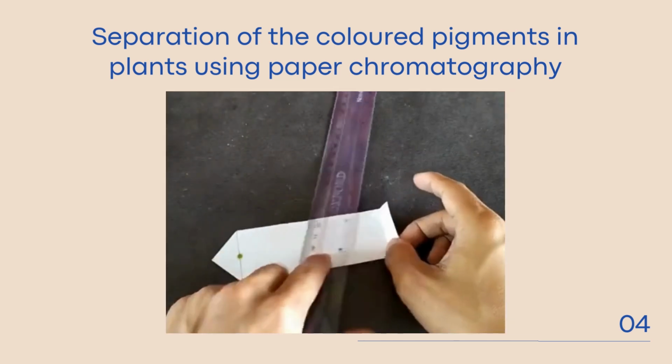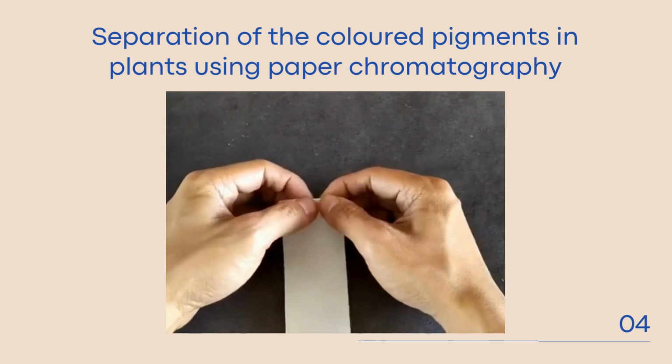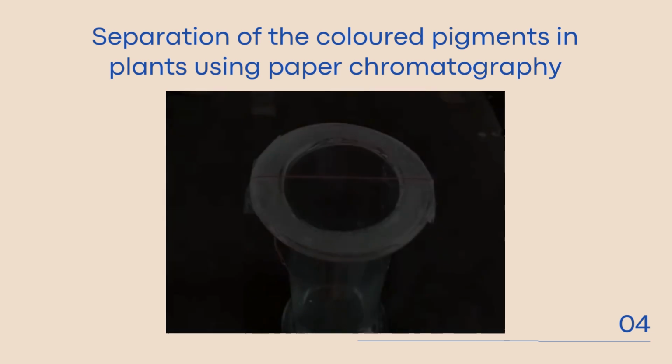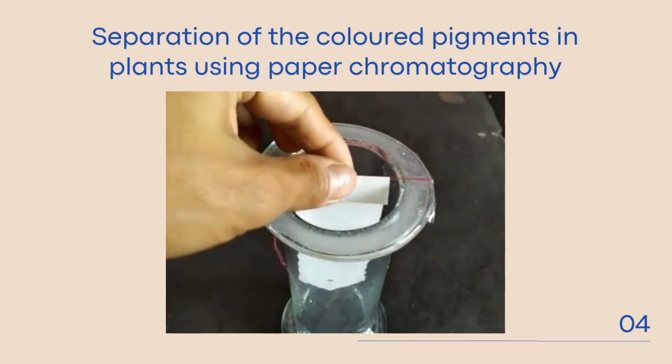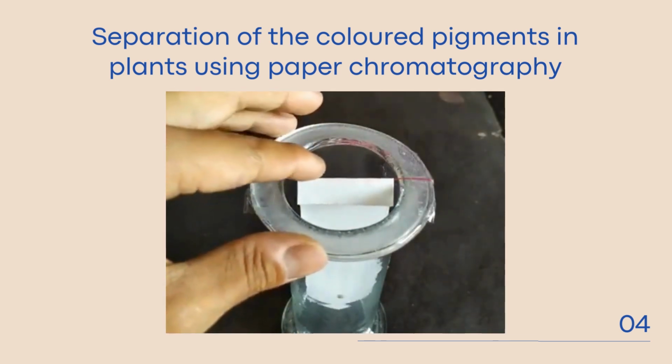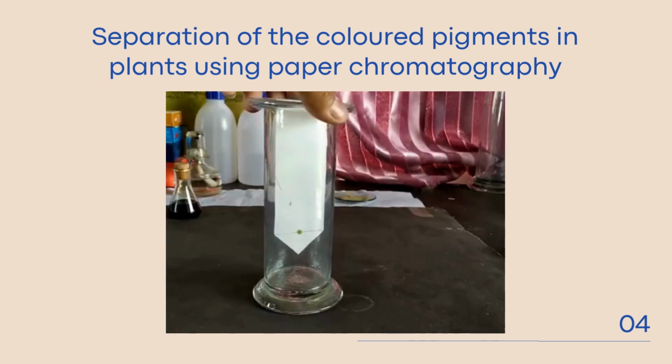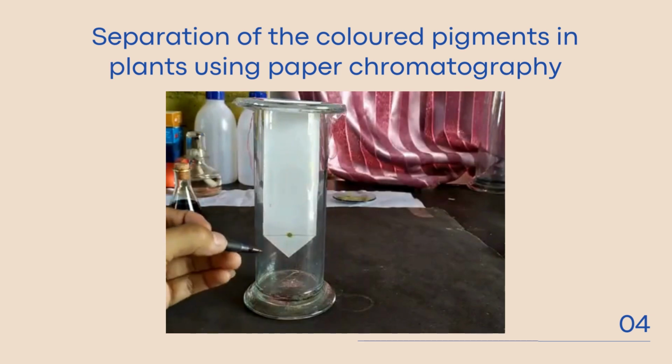Now, make a fold on the other end of the paper. Place the paper on the side of the jar and determine the height of the paper relative to the depth of the jar. Make adjustments in such a way that the pointed tip of the paper lies below the solvent level in the jar, but not the spot.